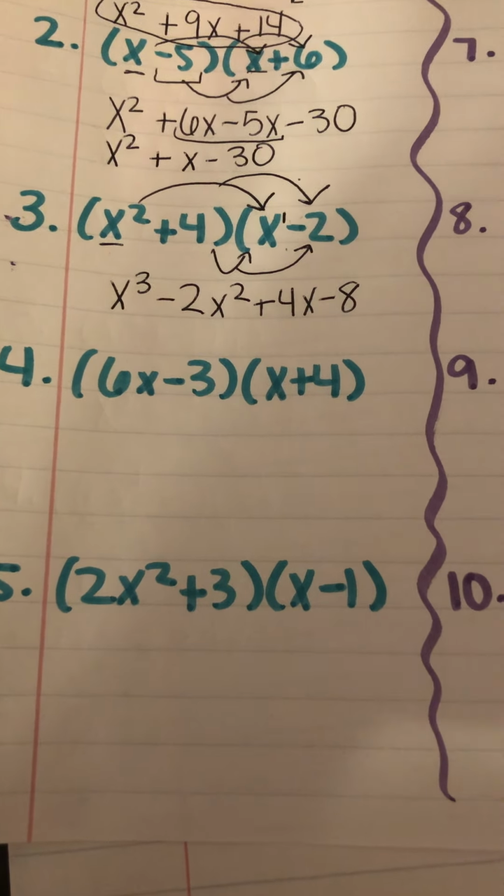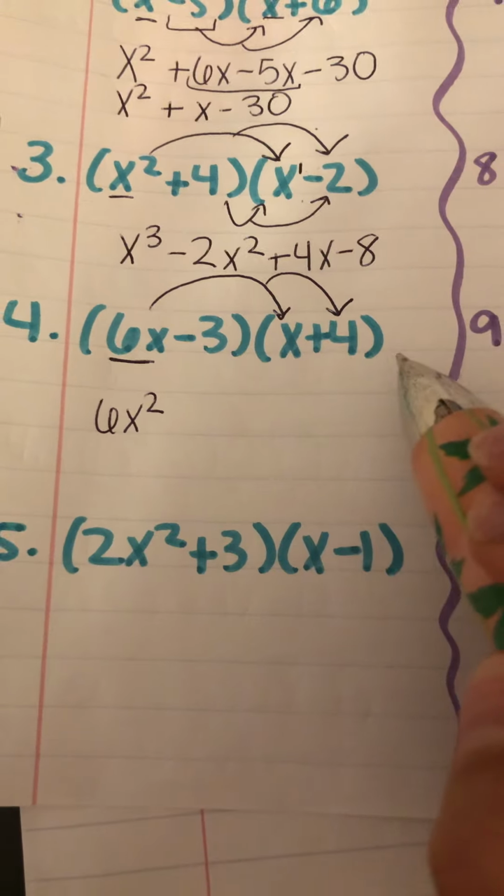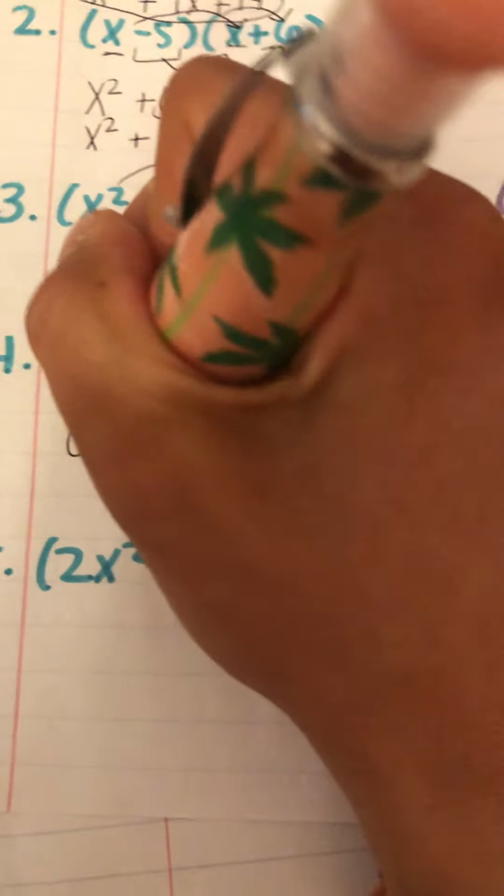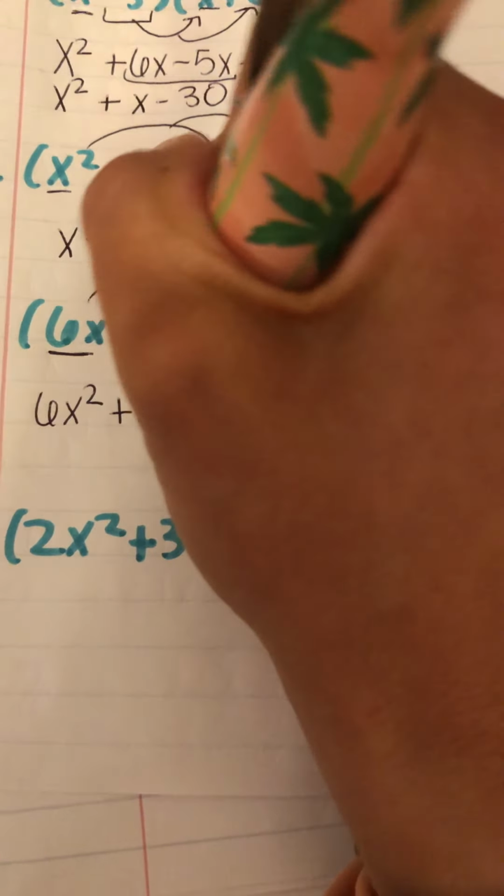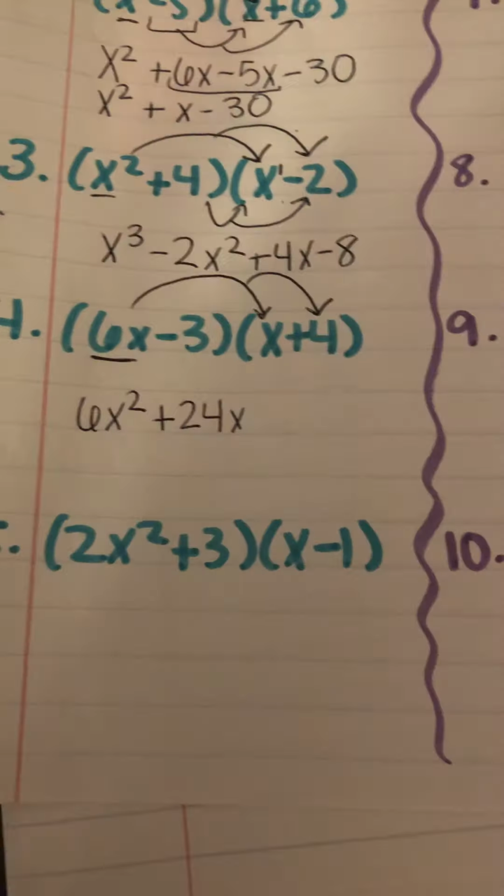So for number 4, I have 6x minus 3 times the quantity x plus 4. I'm going to start with my 6x. And I am going to take that and distribute it to the x and distribute it to the 4. 6x times x is going to give me 6x squared. And then 6x times 4 is going to give me positive 24x, because 6 times 4 is 24.